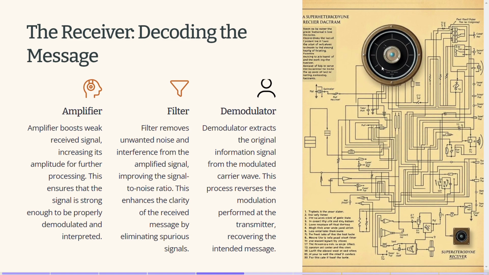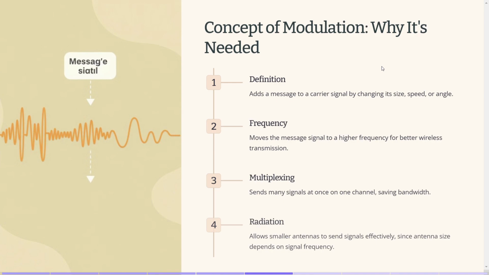Demodulator extracts the original information signal from the modulated carrier wave. This process reverses the modulation performed at the transmitter, recovering the intended message. So now the concept of modulation. So what is modulation? Modulation adds a message to a carrier signal by changing its size, speed, or angle.